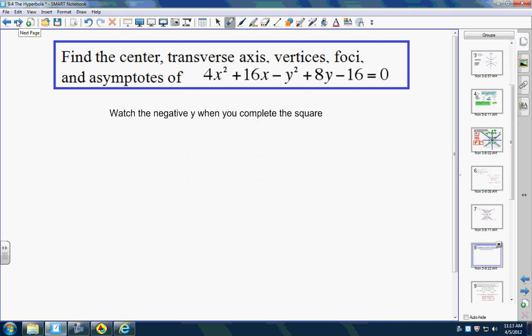Here's another example. So we've looked at a few of these where we've had to complete the square. So find the center, transverse axis, so which axis it opens on, the vertices, foci, and asymptotes of this guy. So we look at it, we know both things are squared, so it could either be an ellipse or a hyperbola. You notice that one of them has a negative with it, so that's going to be your sign of a hyperbola.